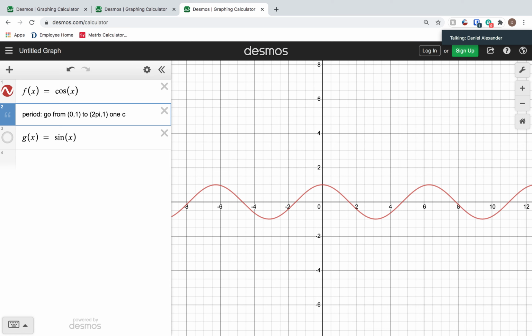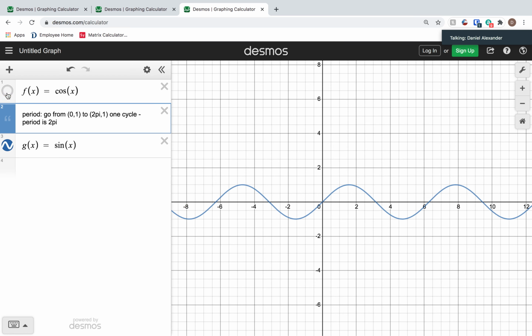And then it repeats. So the period again is going to be 2 pi. Really the only difference is that it starts at a different place. The cosine starts at 0, 1, rather than the sine, which starts at 0, 0.